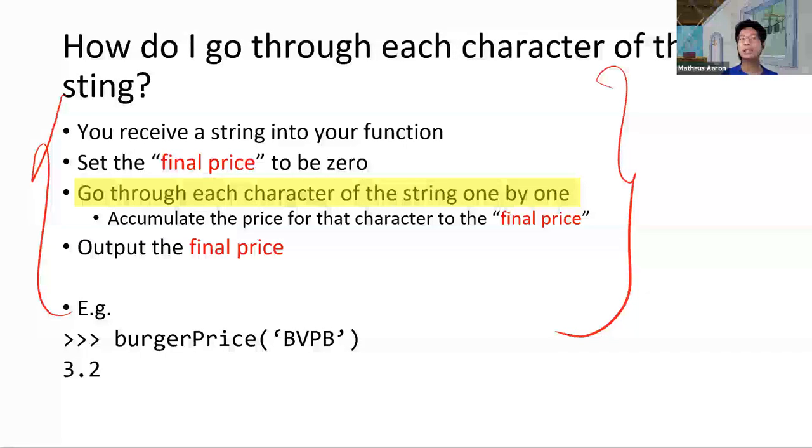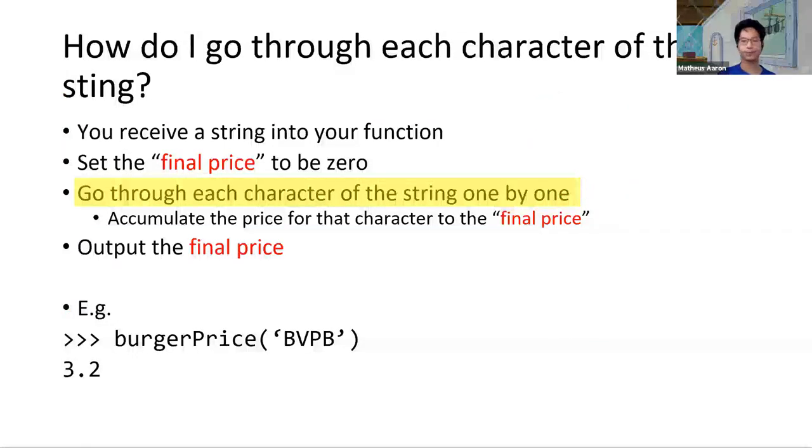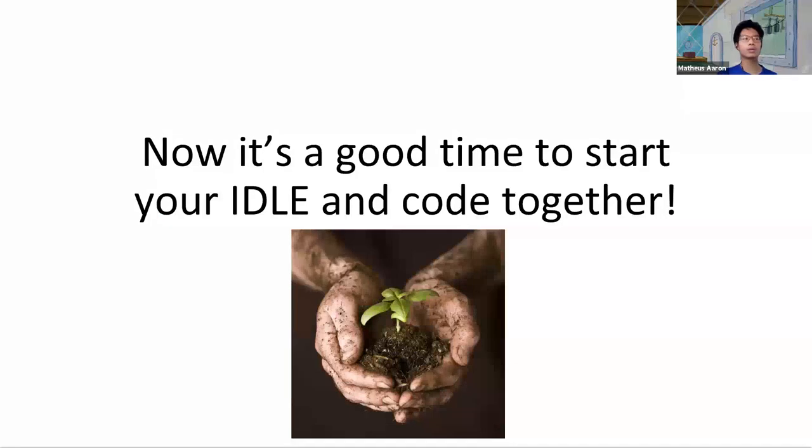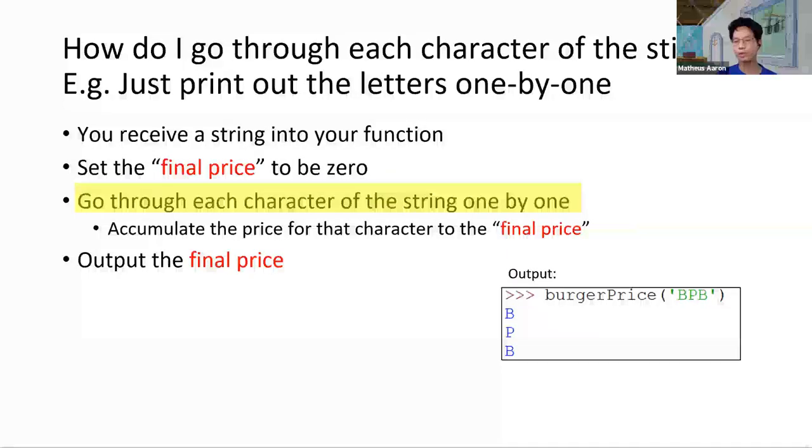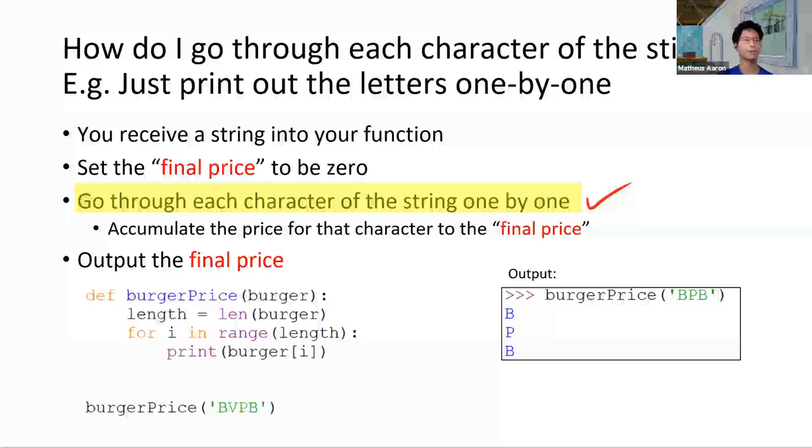In fact, this is something that I also do whenever I try to solve a coding problem: come up with the step-by-step first. And then after coming up with the steps, you start to code part by part. It's a good time to start to code, but we don't really have the time, so I'll just go through it. What you want to do here is the hard part first. You want to go through each character one by one. This one is the hard part.